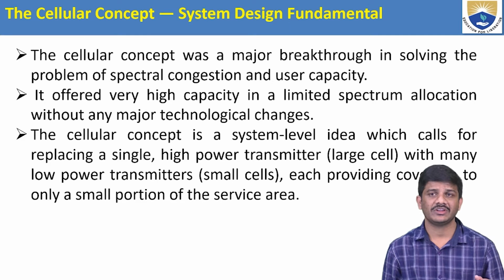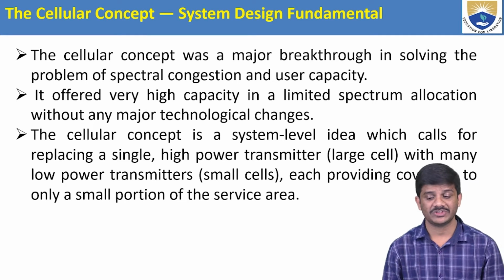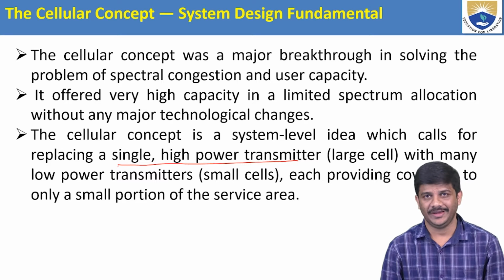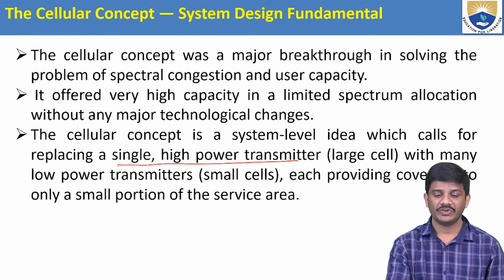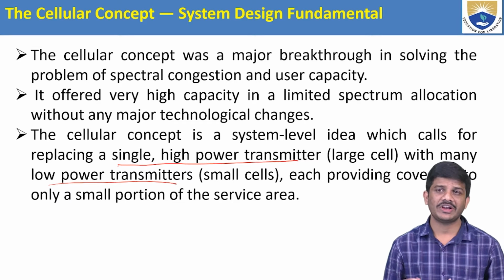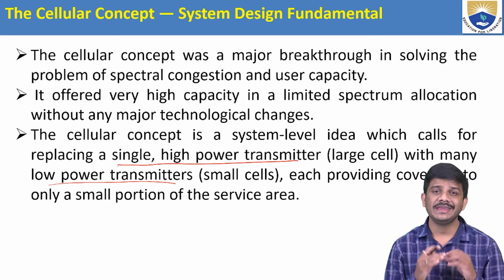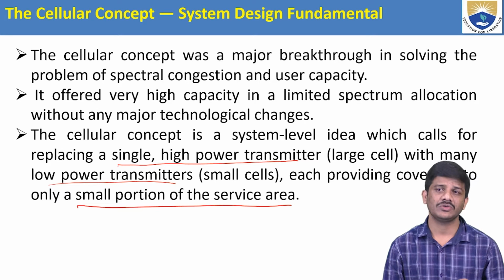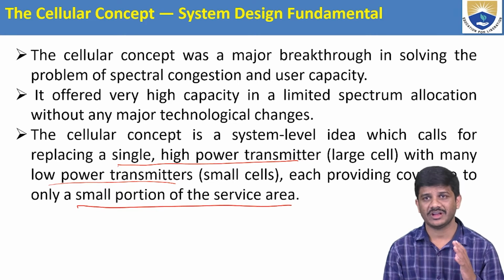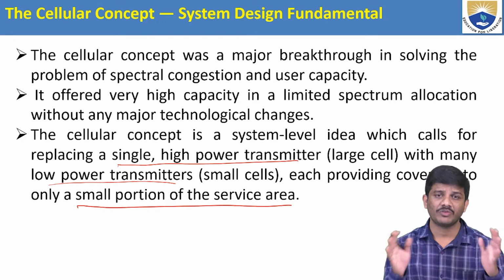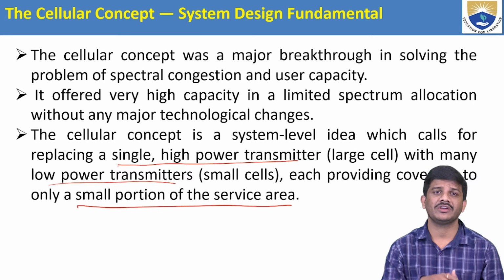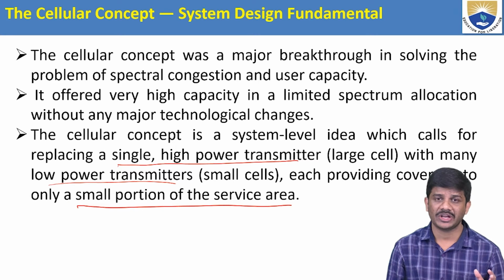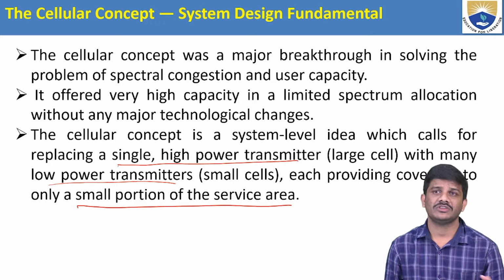And also we see the small cells and the large cell. The cellular concept is a system-level idea that replaces a single high-power transmitter, which is called a large cell, with many low-power transmitters, called small cells, each providing coverage to only a small portion of the service area. Whether you use large cells or small cells, each provides coverage to the particular required area, where we can provide the service. It also offers capacity beyond the limited spectrum allocation without any major technological changes.